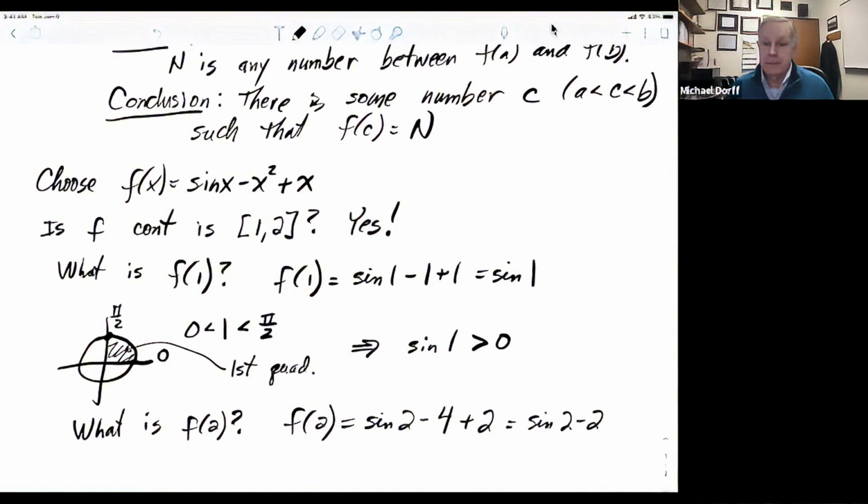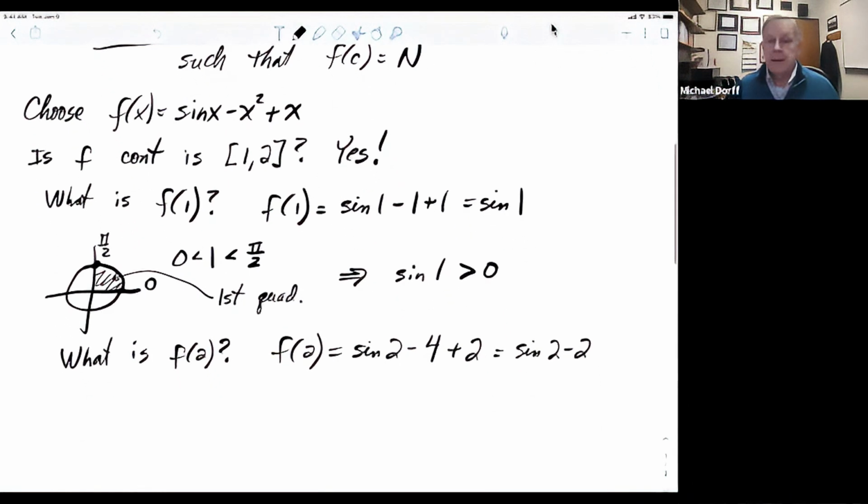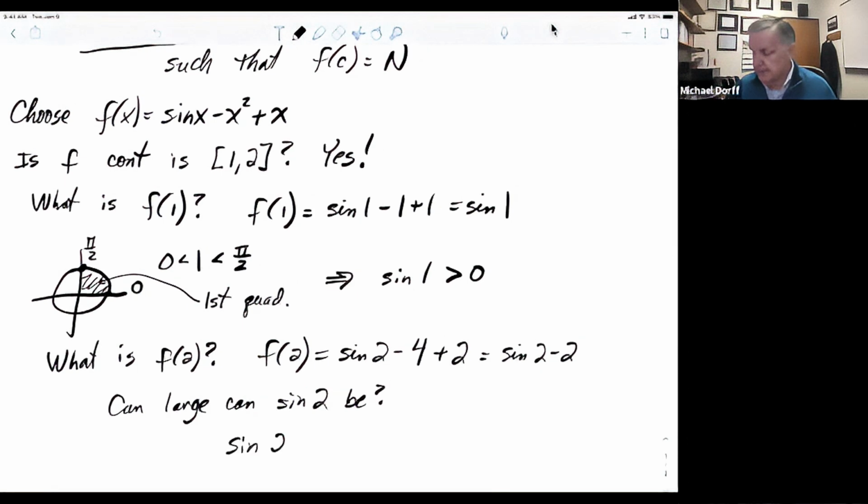Is it positive or negative? I don't know what the sine of 2 is. Again, we're doing radians here, so this is the sine of 2 radians, not sine of 2 degrees. If it was sine of 2 degrees, we would know it's positive. But it doesn't really matter what the sine of 2 is in this one. How large can the sine of 2 be? What's the largest it can be? The largest it could be is a value of 1. So sine of 2 is going to be less than or equal to 1.